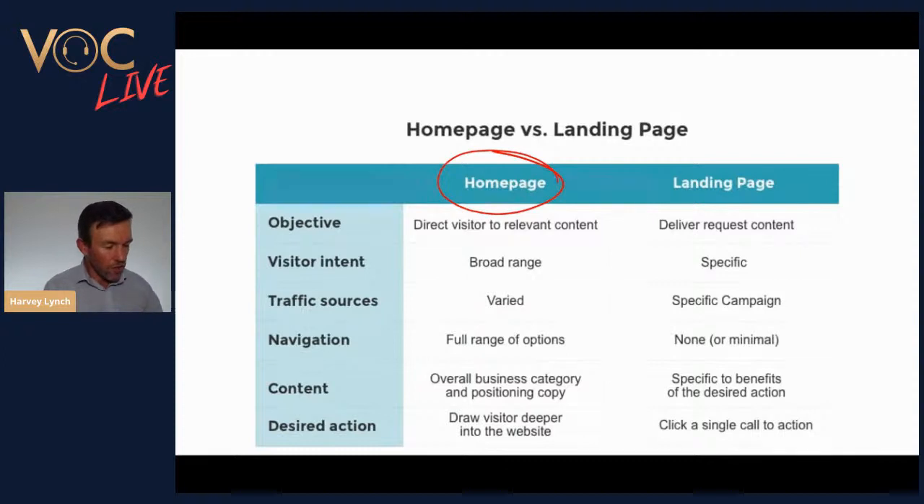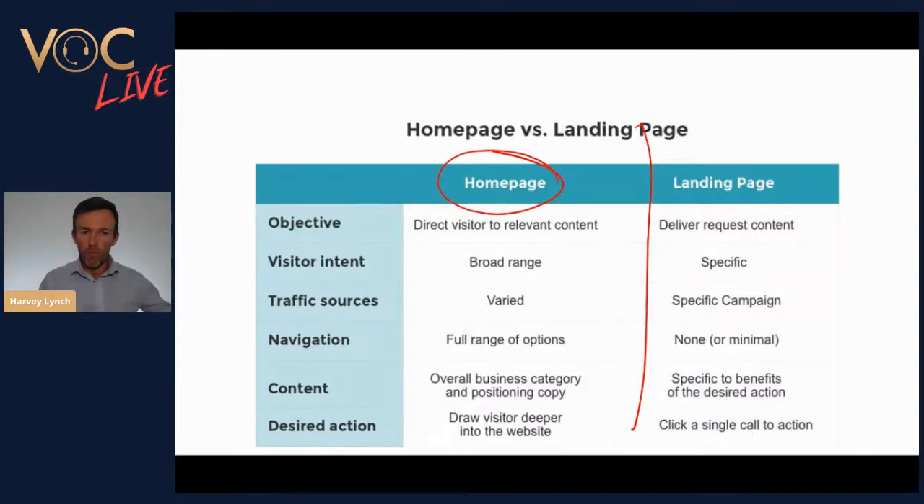Now, let's look at the difference here. So we've got landing page, we've got website. The objective of a website is to direct a visitor to relevant content, right? So it's more of an information-grabbing place where they can gather more intel about trying to solve the problem that they have. Let's just say you're an electrician. Your website would have everything that you are able to help them with, but you may also have some information on there that can step them through an issue that they may be having, right?